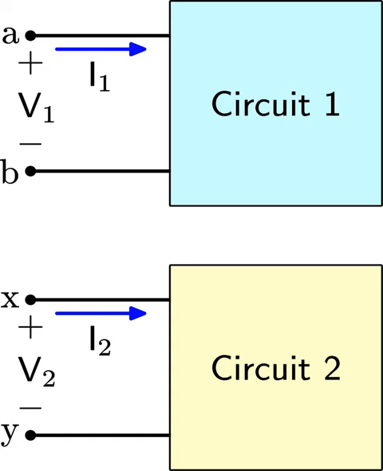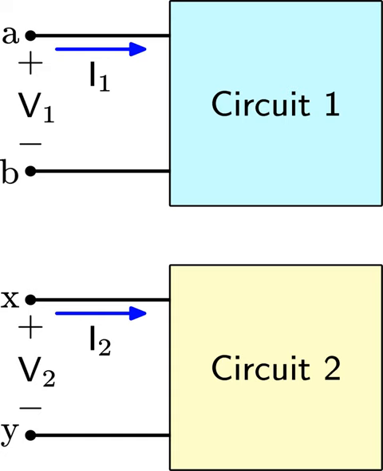Topic: Source transformation. A generator with an internal impedance, i.e. a non-ideal generator, can be represented as either an ideal voltage generator or an ideal current generator plus the impedance. These two forms are equivalent and the transformations are given below.